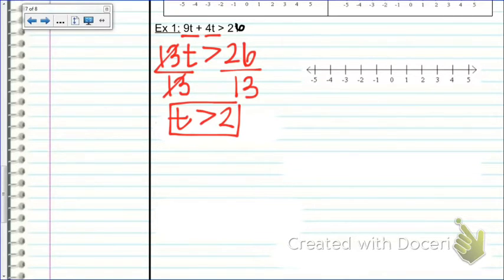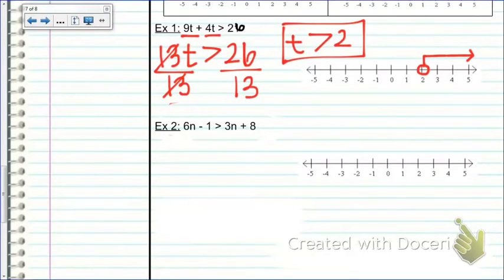So if I was graphing t greater than 2, first I need to put an endpoint at 2. And is that endpoint going to be open or closed? It's going to be open, so we're building a fence around 2. And then it says that all my values of t have to be bigger than 2. So where do the numbers get bigger? To the left or to the right? To the right. So we draw an arrow to the right. So that means that any number that is bigger than 2, including 2.00001, is a solution.